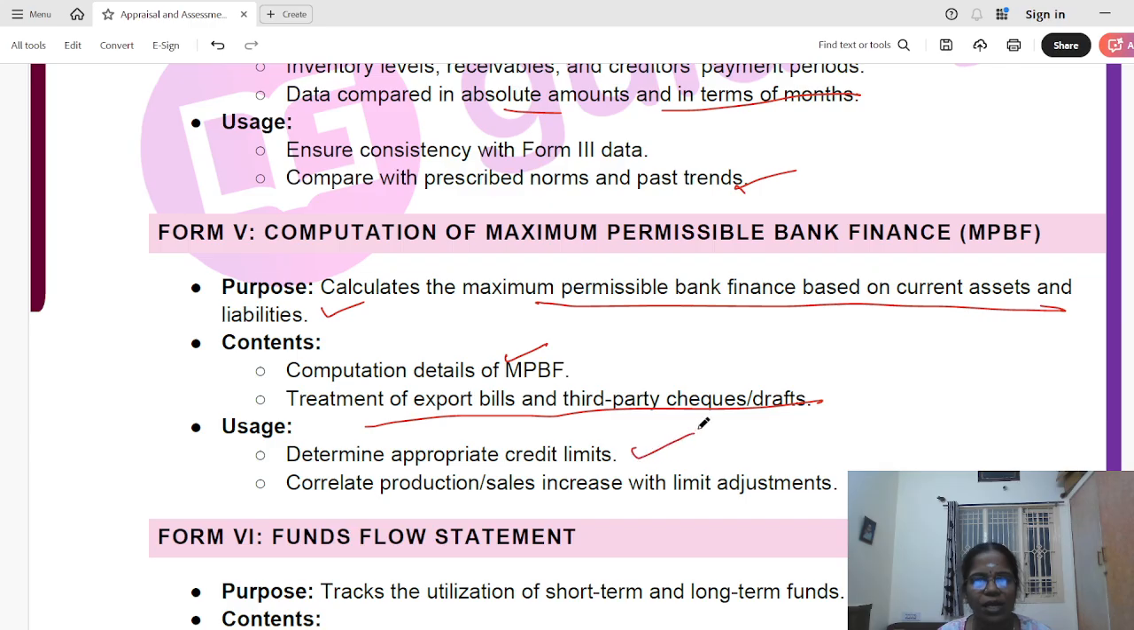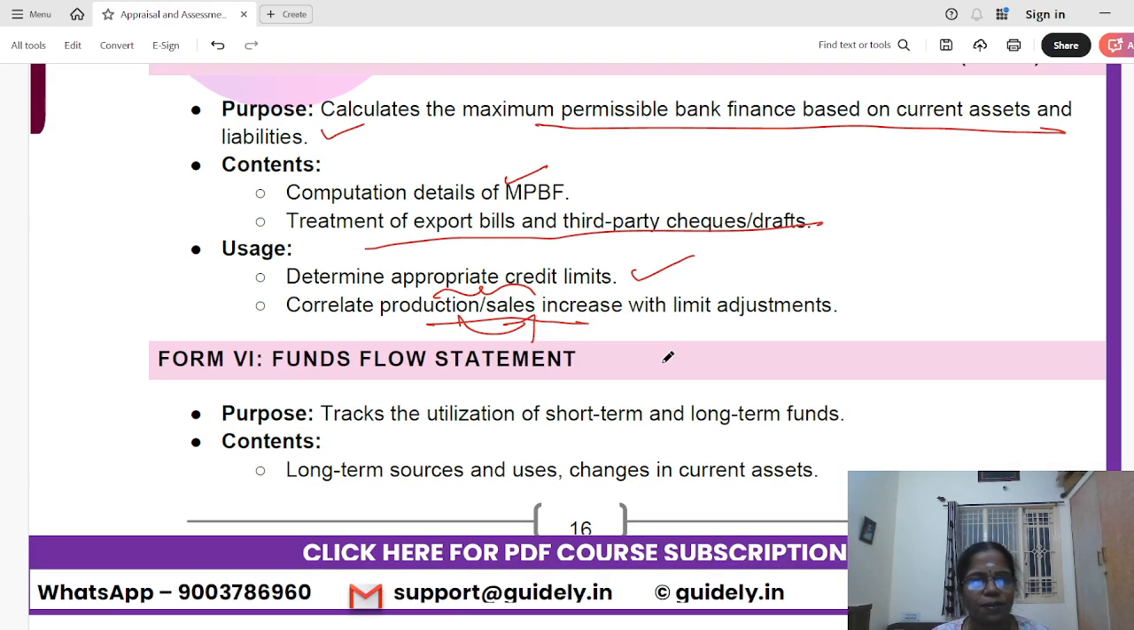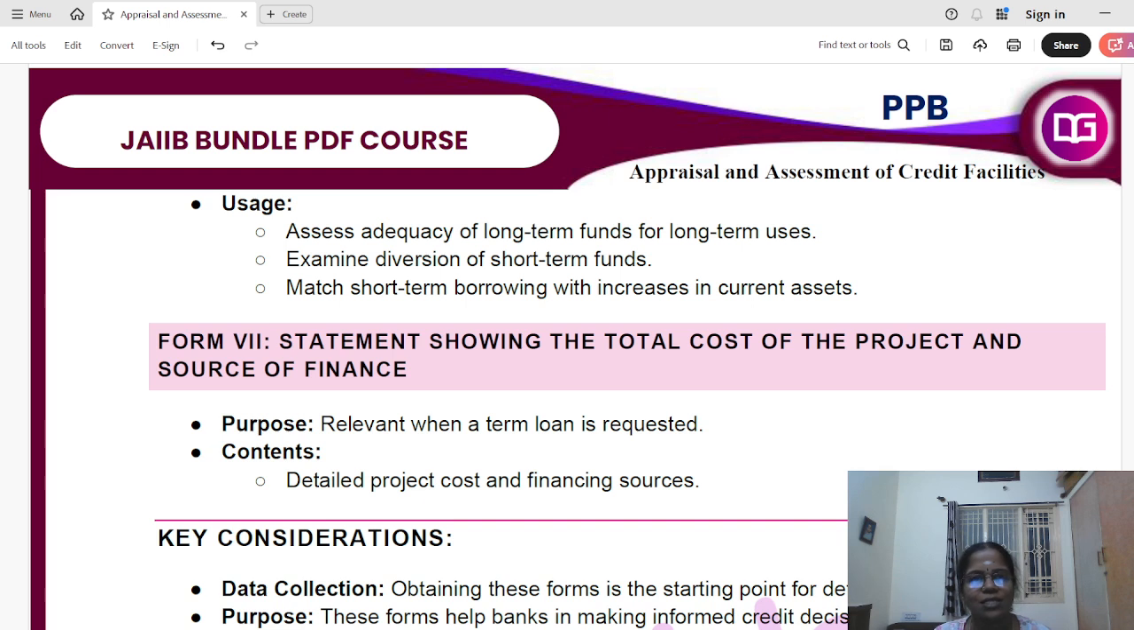Usage: determine appropriate credit limits and correlate production and sales increases. If production increases, sales obviously should also increase. They have to set the limit adjustments based on the relationship between production and sales. Fund flow statement is one of the statements, showing utilization of short term and long term funds. The content: long term sources and uses, changes in current assets, and also the changes in adequacy of long term funds for long term uses.